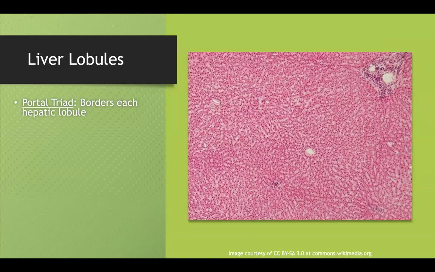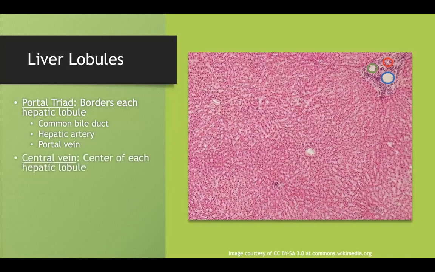So on the top right of your screen, you can see a portal triad. And what happens here is you have your common bile duct, you'll have your hepatic artery located here, and you'll have your portal vein. So the portal triad has now entered the liver, but now how does the blood actually flow through the liver? So what happens here is that we have a central vein, which I've highlighted in red at the center of each of these lobules. And blood will drain from that portal triad and percolate until it reaches the central vein. So you can see that both the arterial and the venous blood will drain in this manner.